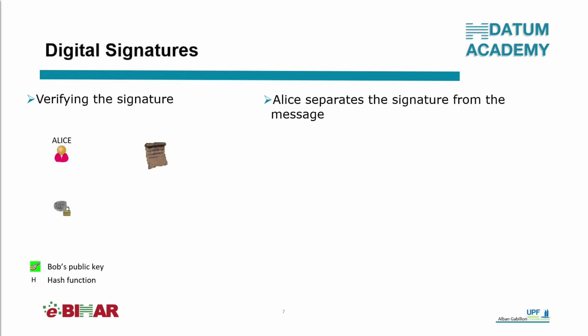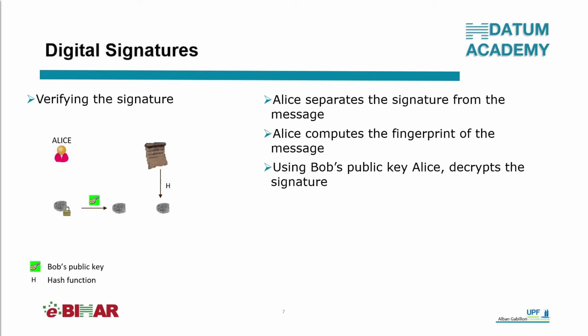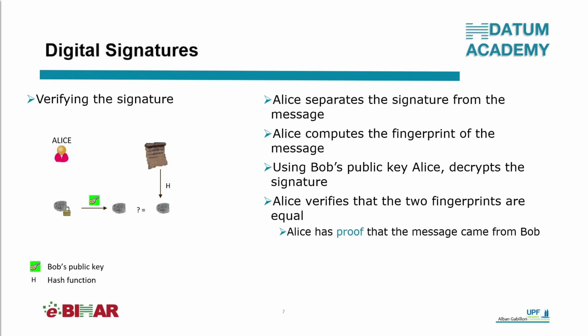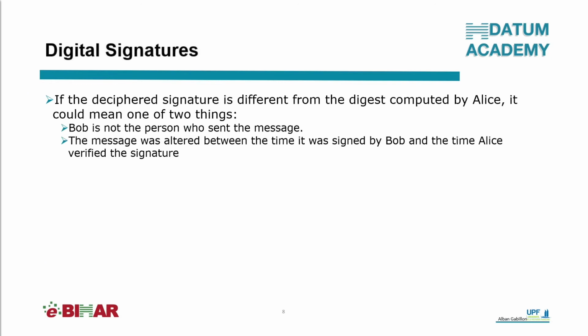To verify the signature, Alice first separates the signature from the message. Then Alice computes the fingerprint of the message. Using Bob's public key, Alice decrypts the signature. Alice verifies that the two fingerprints are equal. If they are equal, then Alice has proof that the message came from Bob and that it has not been modified since it was sent.